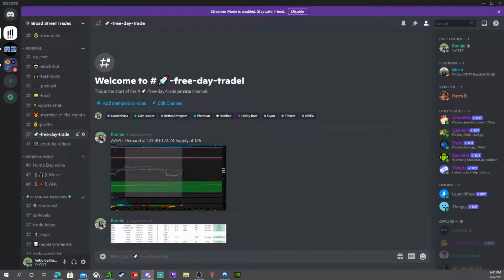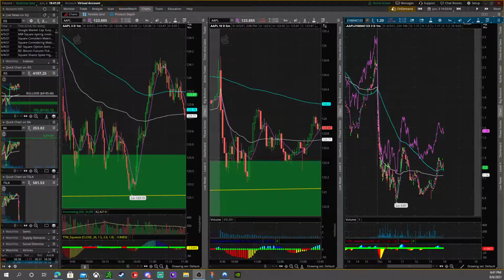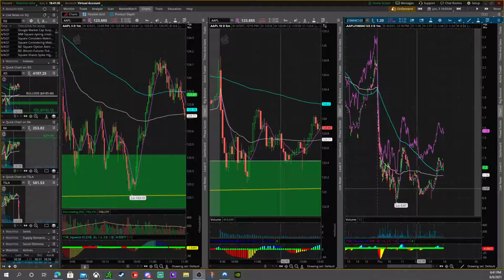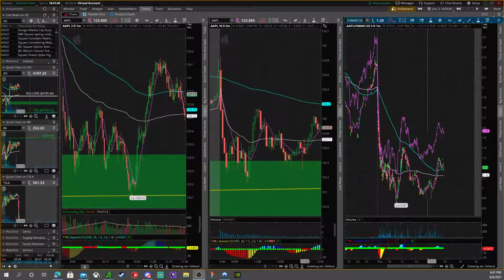So let me just show you exactly what I'm looking for. Jump right into it. Right here on the left, I have the 1 minute chart. In the middle, I have the 5 minute chart. And over here on the right, I have the Apple contracts, so you can see what they were. As you can see, all my screens are in sync, right?